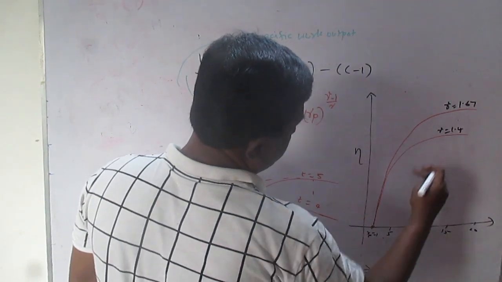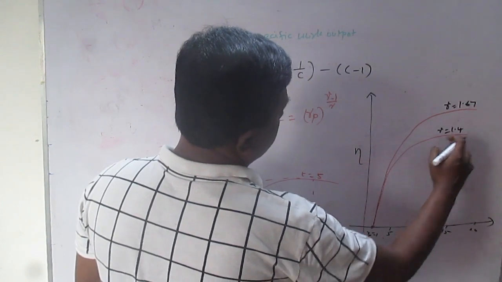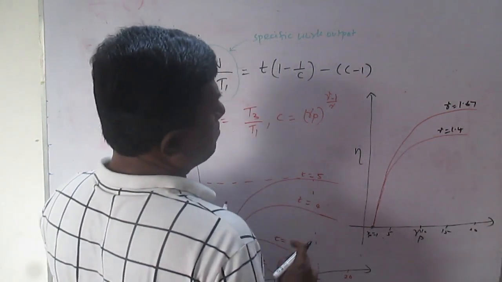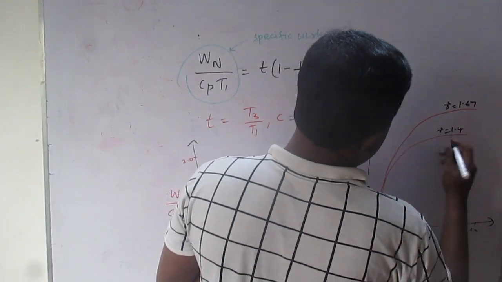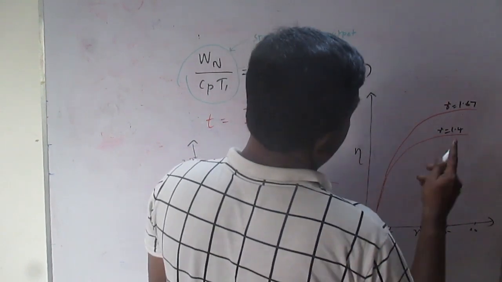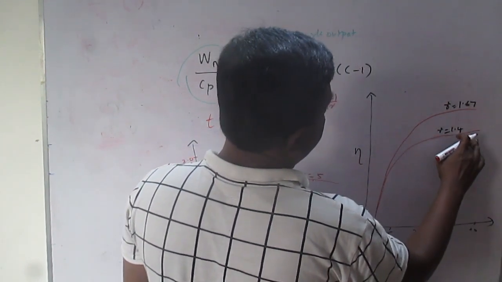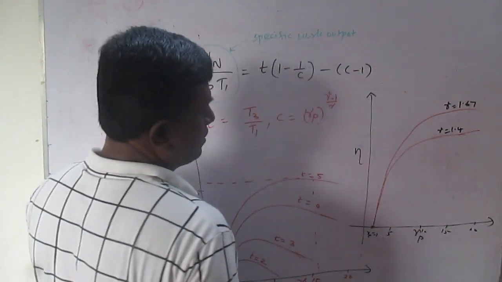As the Rp increases, your efficiency also increases, and after reaching a certain level, the efficiency becomes almost constant. So this curve will keep going on. After a certain pressure ratio, this efficiency will be a constant. That is what we have to understand here.